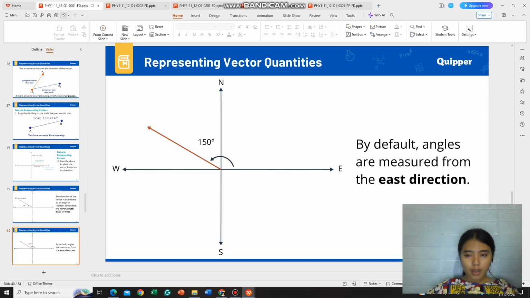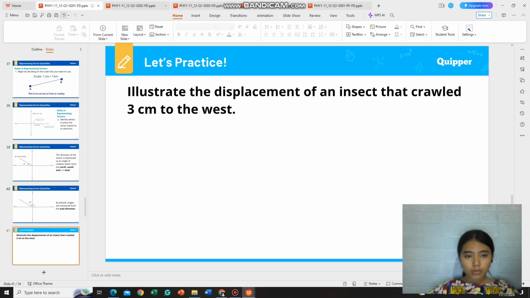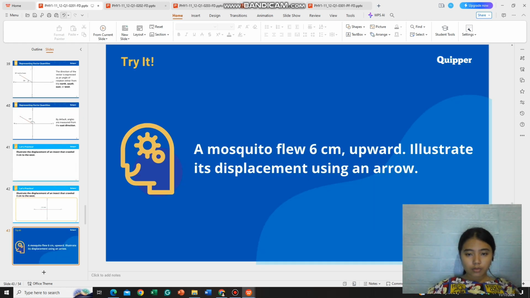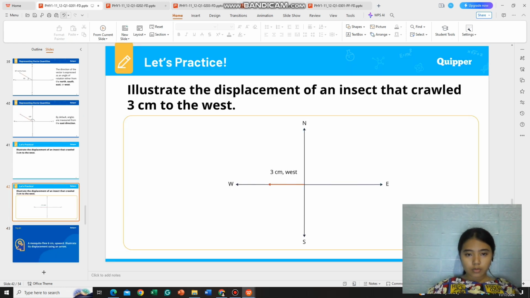It does not identify the direction, so it is important to look at the direction before putting the degrees. By default, angles are measured from the east direction. So, you always start from the east. If you use a protractor, you first align it to the east before measuring the degrees.